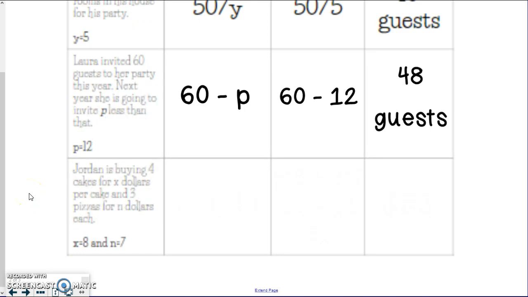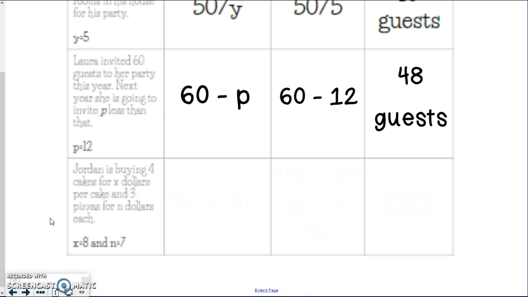So it says Jordan is buying 4 cakes for X dollars per cake and 3 pizzas for N dollars each. So we've got 2 things happening here. We're buying cakes, we're buying pizzas. Now it says 4 cakes for X dollars per cake. So I know that's taking 4 times X, right? Because 4 is how many cakes, X is how much it would cost. So 4 times X. But then we're also buying these pizzas. So we have 3 pizzas for N dollars each. That each is also telling me multiplication. So I got 3 times N.